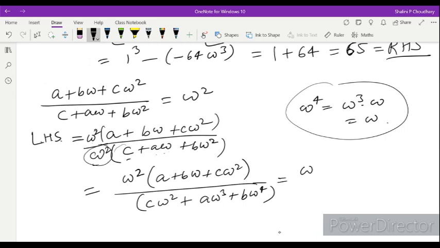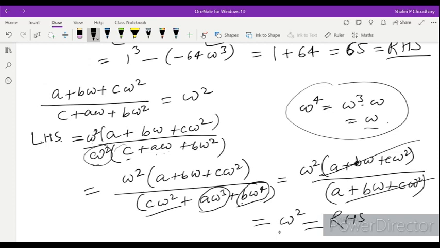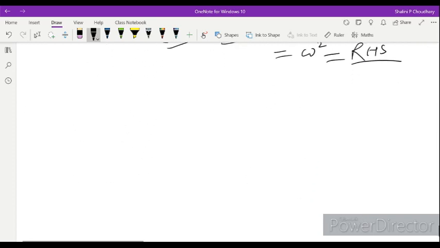So now it will be omega square into A plus B omega plus C omega square divided by A into omega cube will be equal to A, because omega cube is equal to 1, plus B omega to the power 4 will be equal to B omega. Okay, so B omega plus C omega square. These values are the same, so we'll cut this, and what we are getting is omega square, that is equal to RHS. Hence proved. Okay. So one more question we'll do.